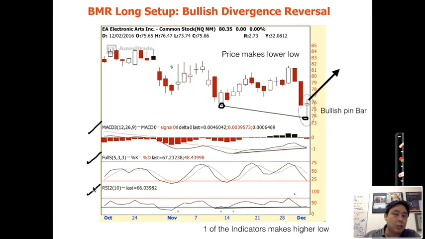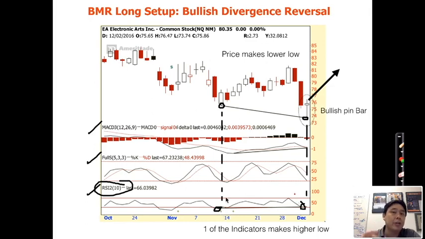In other words, the indicator is making a higher low, going against the price low. So in this case, the price is making a lower low, but the relative strength index, as you can see, has a corresponding low over here. Connect this low to this low, what do you get? That's right, you get a higher low. So price is making a lower low, RSI is making a higher low.